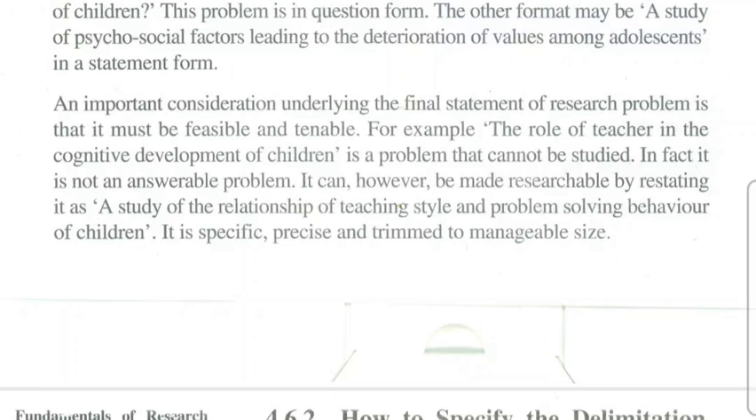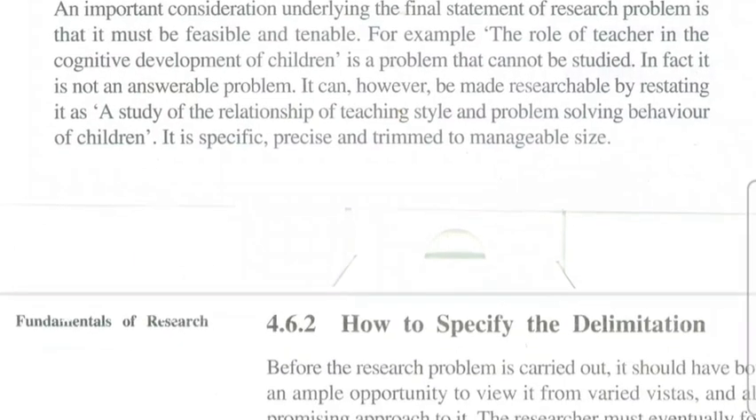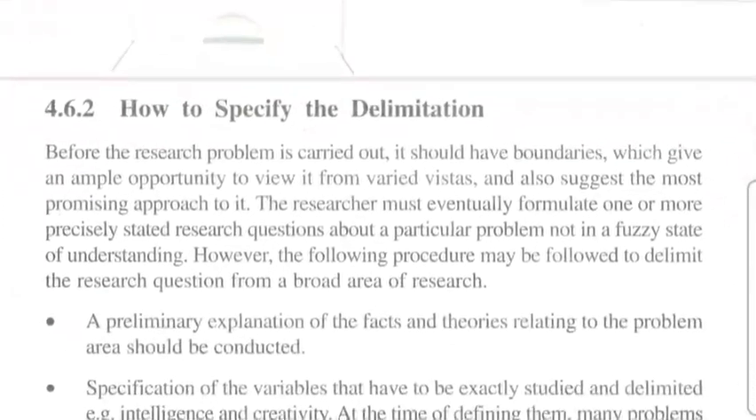An important consideration underlying the final statement of the research problem is that it must be feasible and tenable. For example, the role of a teacher in the cognitive development of children is a problem that cannot be studied. In fact, it is not an answerable problem. It can, however, be made researchable by restating it as a study of the relationship of teaching style and problem-solving behavior of children. It is specific, precise, and trimmed to a manageable size.